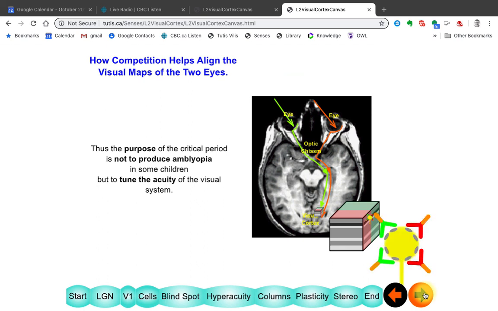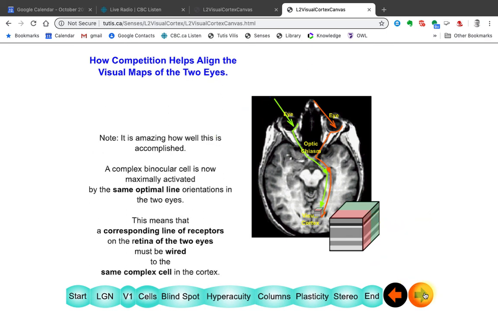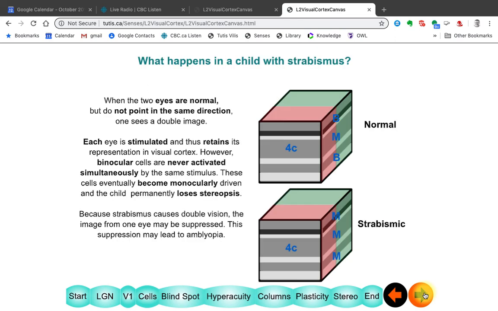So the purpose of this plasticity, I should say, is not to produce amblyopia. The plasticity is a good, important thing. It's what allows you to tune up the system. So it's important for wiring up the neurons of this single complex cell.